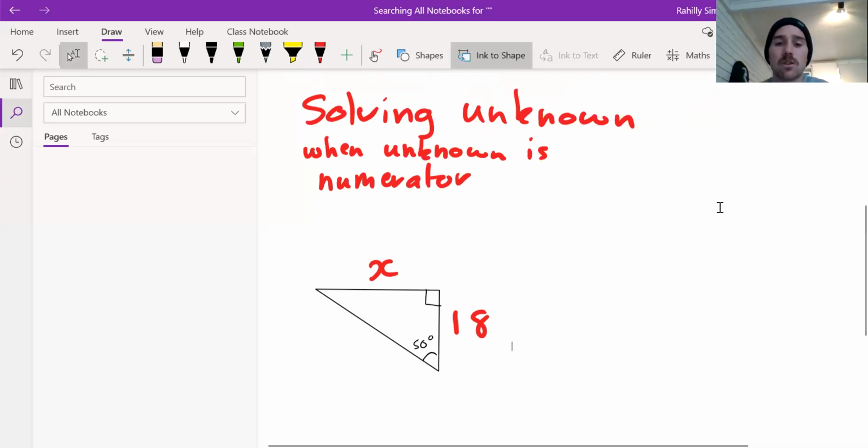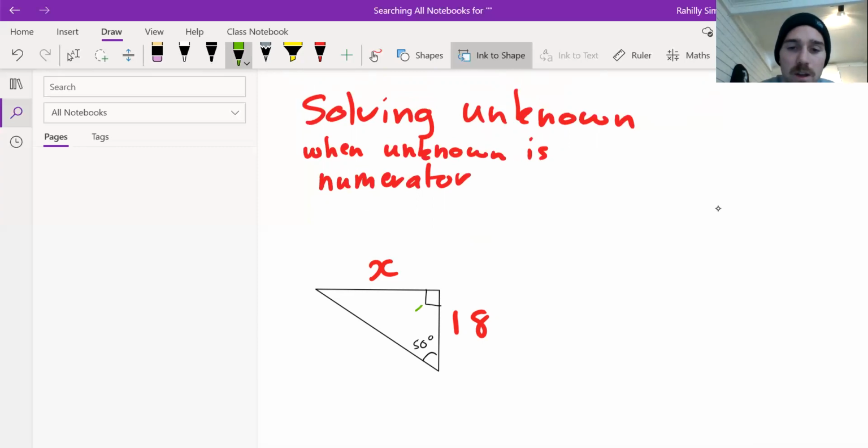Okay, just like normal, we need to label our triangle. How do we label our triangle? Opposite our 90 degrees is H. Okay, opposite our angle is O, which is there. That's O. And then the third one is our adjacent.